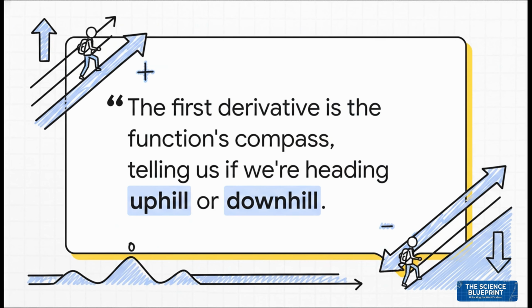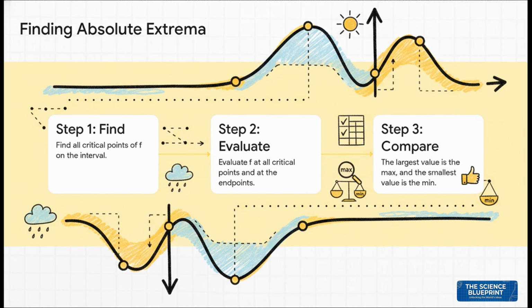If it's negative, we're going downhill. And if it's 0, well, we're on flat ground, which means we're at a potential peak or valley. And this gives us a super powerful 3-step method for finding the absolute highest and lowest points on a graph.